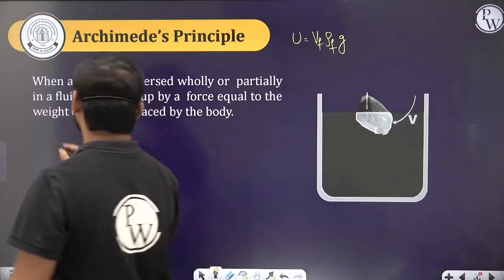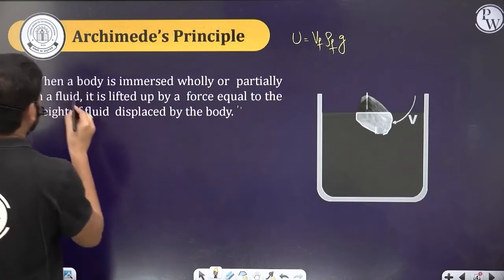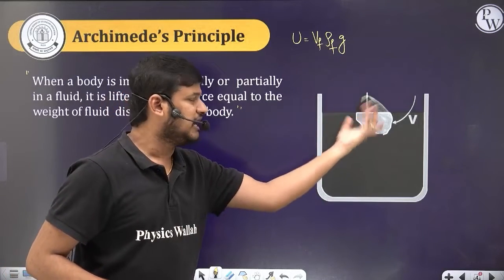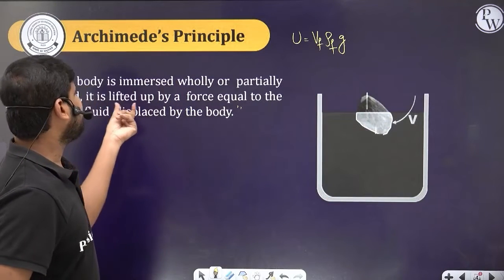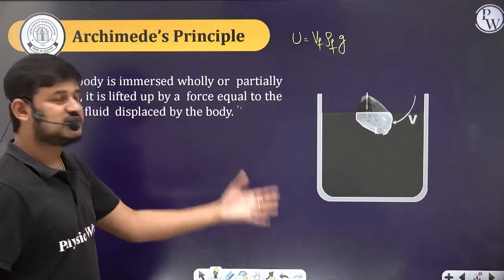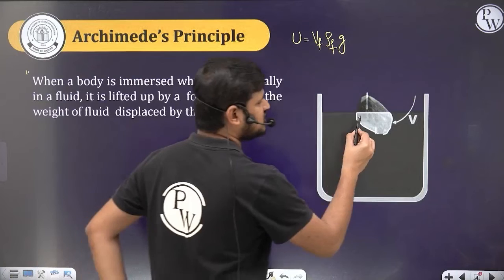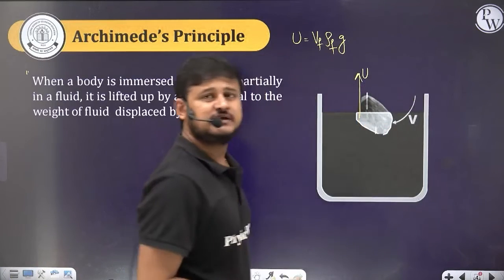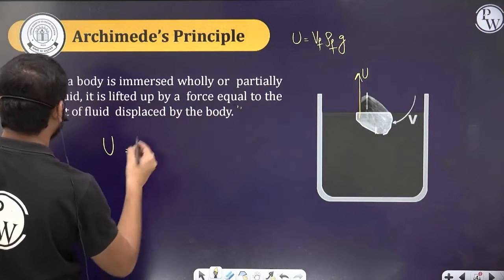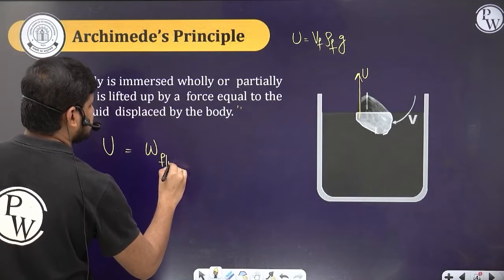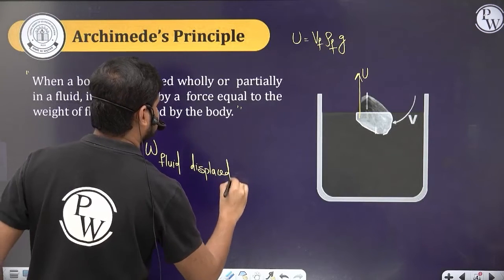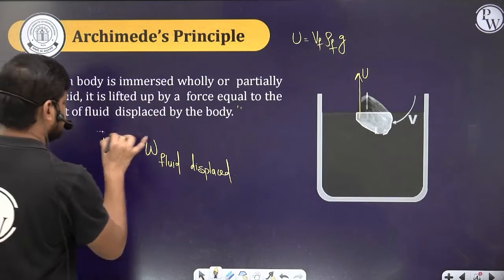See here, first understand the statement. When a body is immersed wholly or partially in a fluid, it is lifted up by a force which is equal to the weight of the fluid displaced by the body. What is the force with which it is lifted up? The buoyancy. Yes or no? That buoyancy is equal to the weight of the fluid displaced. Clear this part? This statement you should remember.